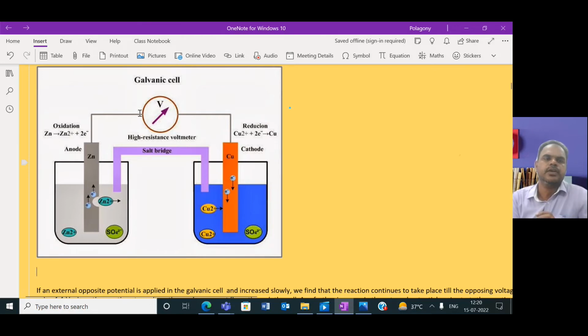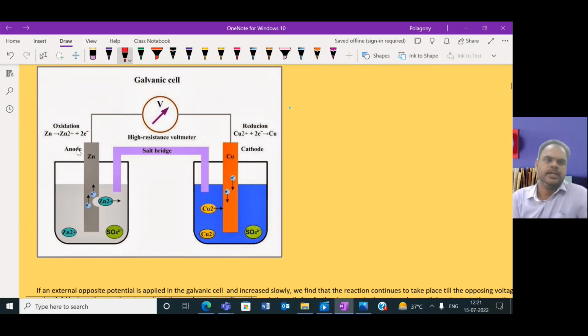That electron passes into the voltmeter, and then the voltmeter will show the deflection. When the zinc metal undergoes oxidation, the electrons are left behind and pass through the zinc metal, hence the anode is represented with the negative charge. Here the anode is represented with the negative charge. The sign convention is negative here.